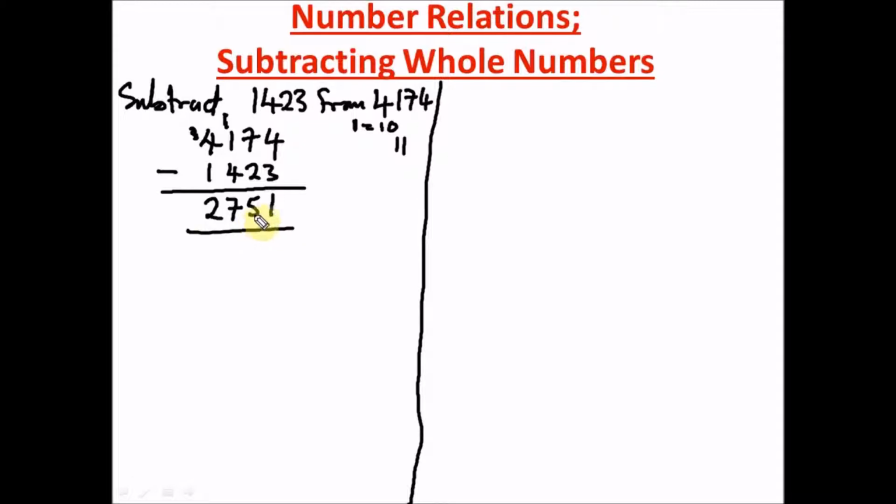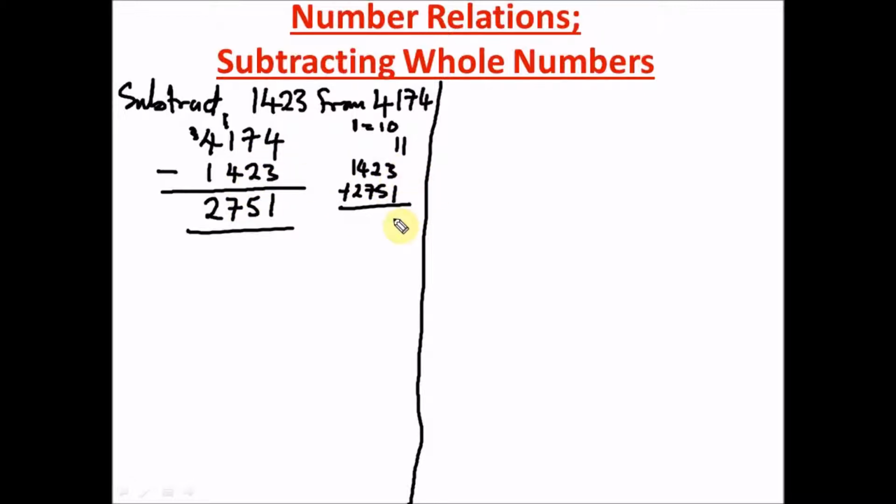To check if our answer is right, all we need to do is add 1423 to 2751, and it must give us 4174. Let's try that together. So we have here 1423 plus 2751. This is just to check that your answer is correct.